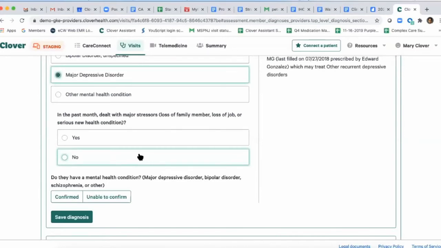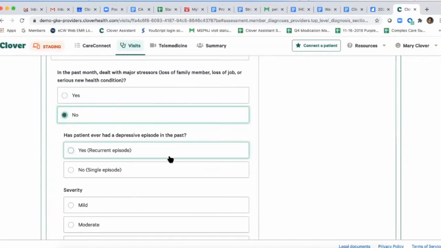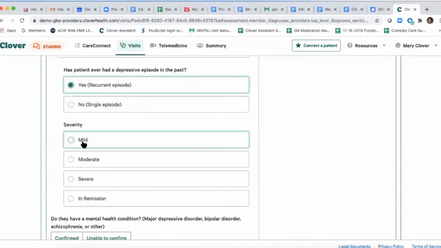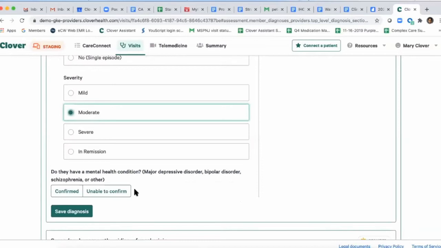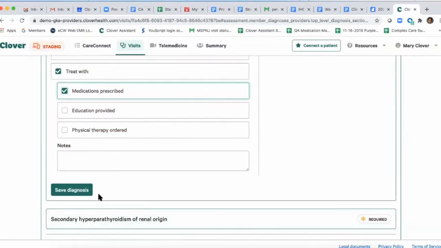Is it depression that exists now? How severe is that depression? Is it recurrent? Is it resolved? So we'll say in the past month, has the patient dealt with major stressors? Because that could be an adjustment reaction. You might say no. Has the patient had depression in the past? Yes. And how severe was it? In your opinion, you may say it's moderate. And that's very helpful to us to help think through other resources we could deliver as a health plan to help you care for the patient. And you'd confirm that, and you're saying maybe treat with sertraline and other medications.